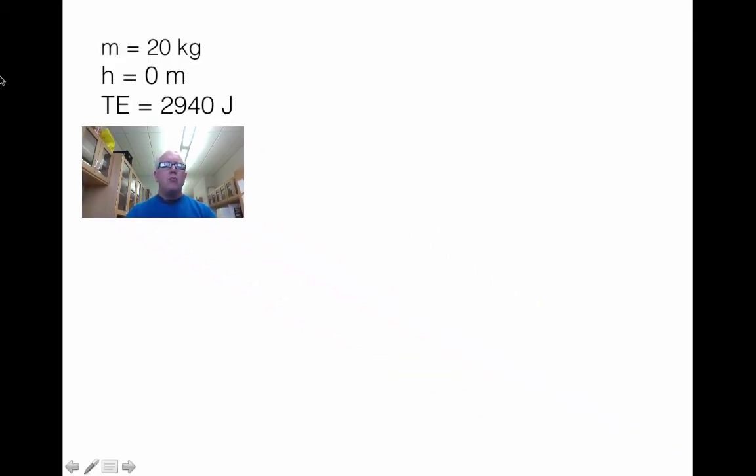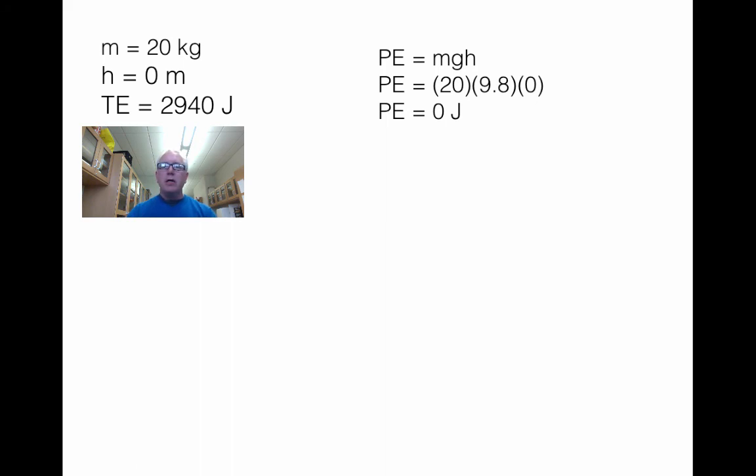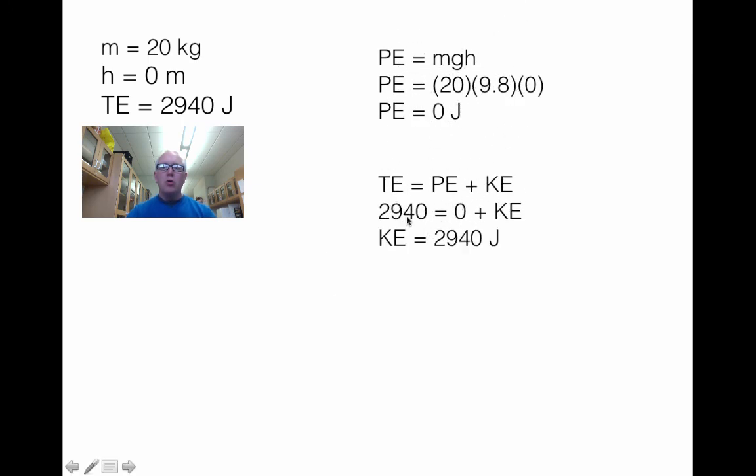We are now the same 20 kilograms. Remember, the total energy never changes, so there's the 2940. Now the height off the ground is 0 meters. So the potential energy is also 0, right? Because height 0 means I have 0 potential energy. All right, now let's figure out the kinetic energy, right? You probably can see this coming already. Total energy is the potential energy plus the kinetic energy. So the total energy is now all kinetic energy, right? Kinetic energy is 2940 because the potential energy is 0.